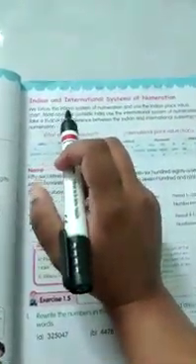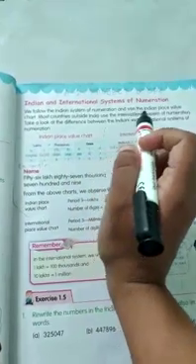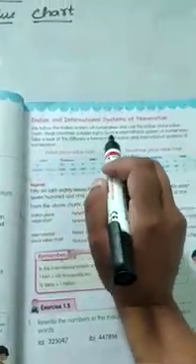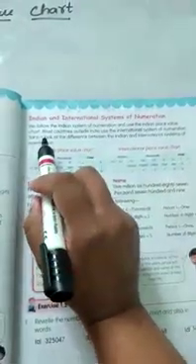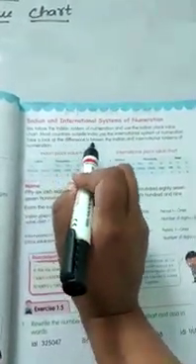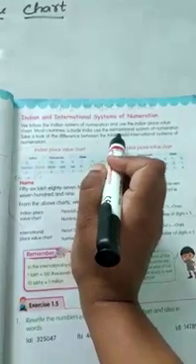What is the Indian and what is the international system of numeration? We follow the Indian system of numeration and use the Indian place value chart. Most countries outside India use the international system of numeration. Take a look at the differences between the two. Let us see this Indian place value chart.